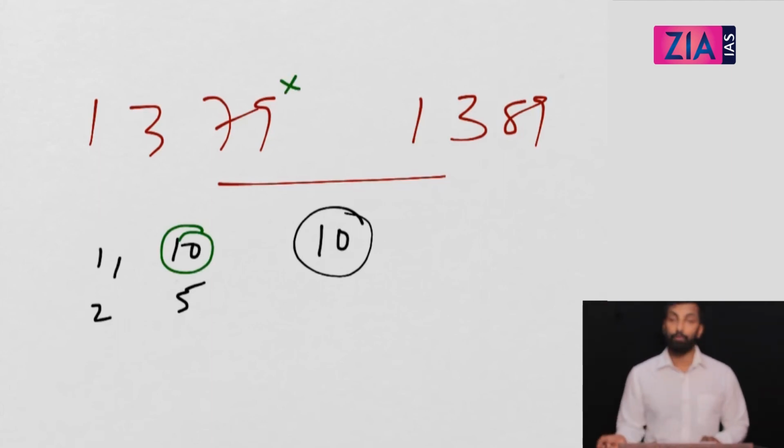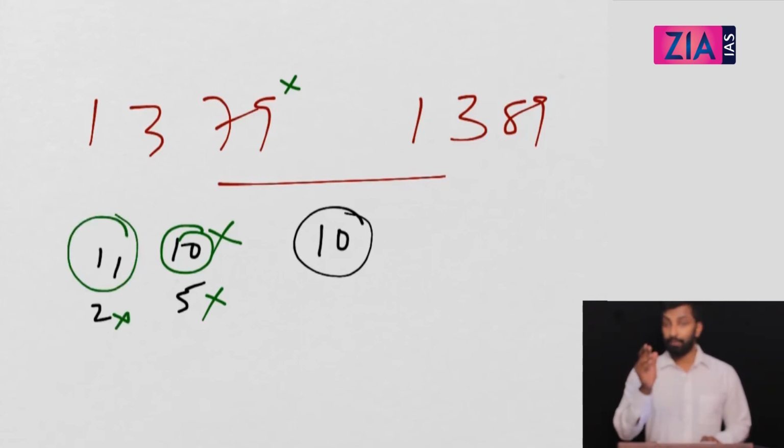So by looking into this itself, you understood it. 10 is not possible. 5 is not possible. 2 is not possible because 2 are odd numbers. What is your HCF? 1. So this is a very easy method.